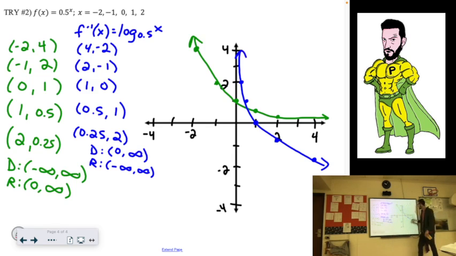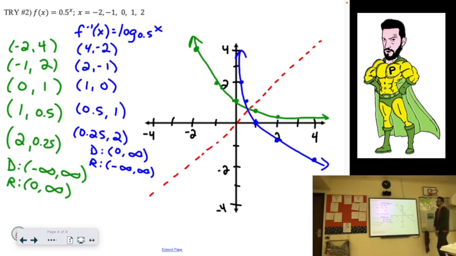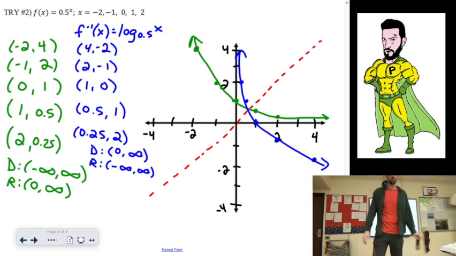Double check in your brain. Do these look like they were reflected over a diagonal line here, y equals x? Yeah, they do. And my graphs aren't even that spectacular. That's it, man. That's all we got to do today.